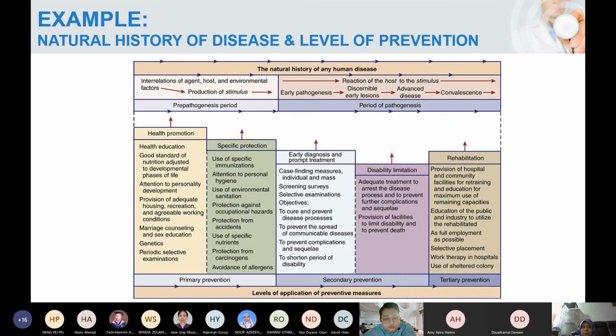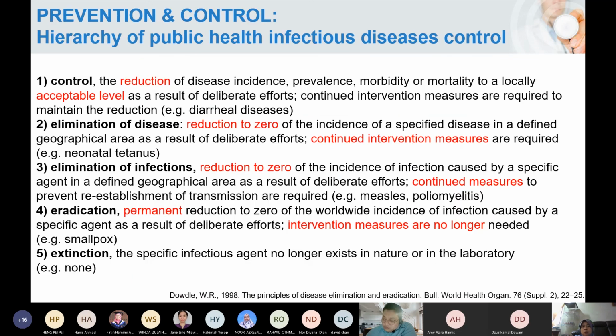Example, the example just now. The keywords here, see: health promotion, specific protection for primary; early diagnosis, prompt treatment for secondary. Those are the two, the keywords are there. Tertiary is rehabilitation. So this is an example. So going back, not going back yet. This is, okay, prevention just now.